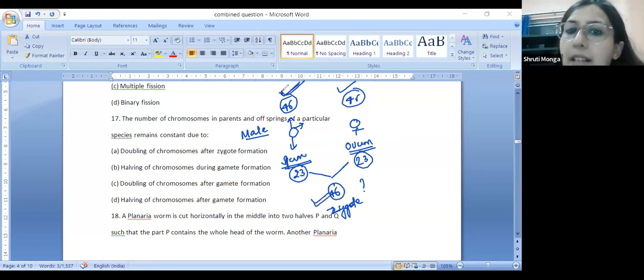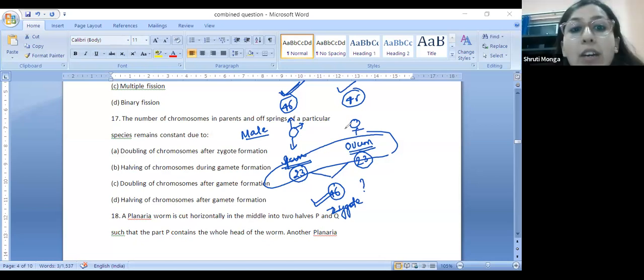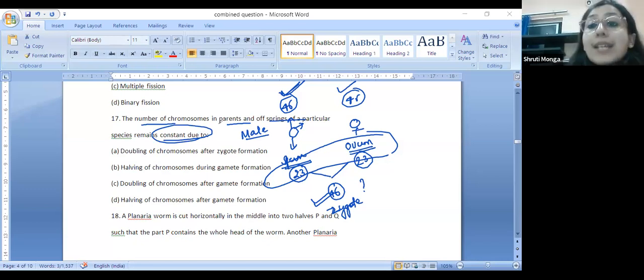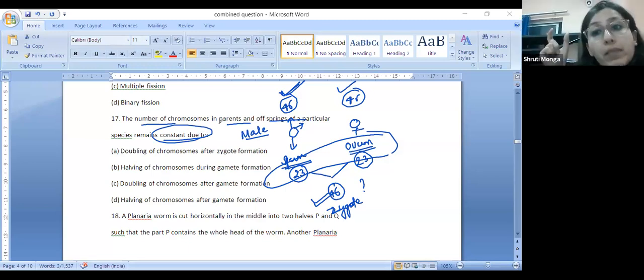The parents were 46. How did this happen? This happened when the chromosomes were halved. Can't it be doubling of chromosomes after zygote formation? No. See, the number of chromosomes in parents and offspring of a particular species remains constant. It does not change. It remains constant as a result of fertilization, because at the time of gamete formation the chromosomes are halved, which maintains the balance in the number of chromosomes in both the parents and the offspring.